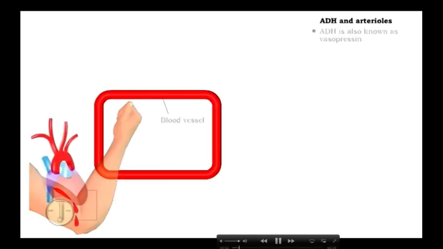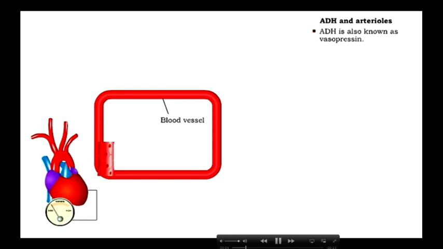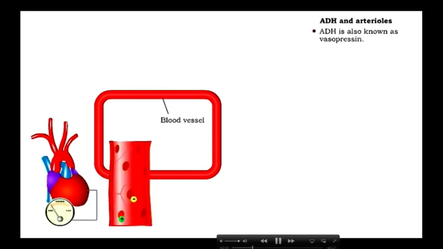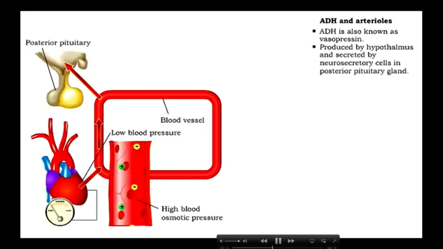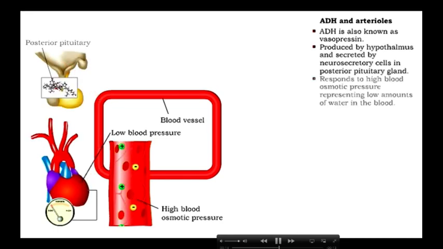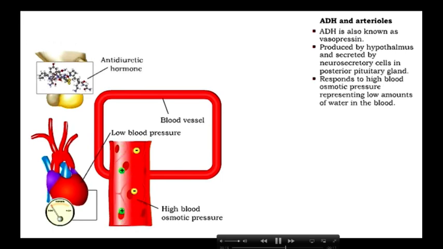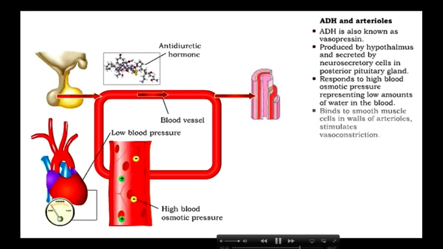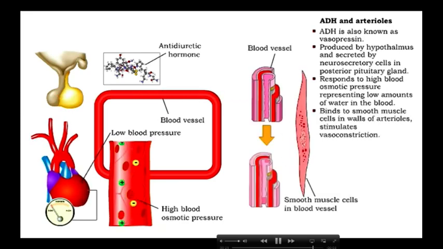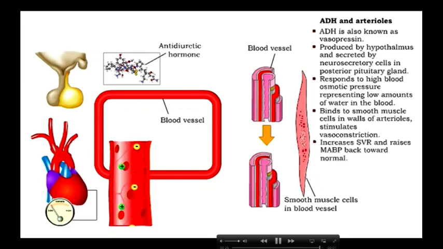Antidiuretic hormone, or ADH, responds to high blood osmotic pressure due to blood loss and low amounts of water in the blood. ADH, secreted by the posterior pituitary gland, binds to smooth muscle cells in arteriole walls. The result is vasoconstriction, which increases resistance and helps raise blood pressure back toward normal.